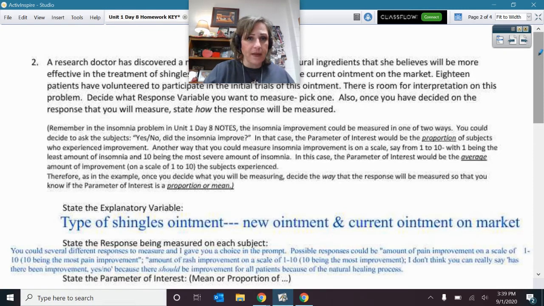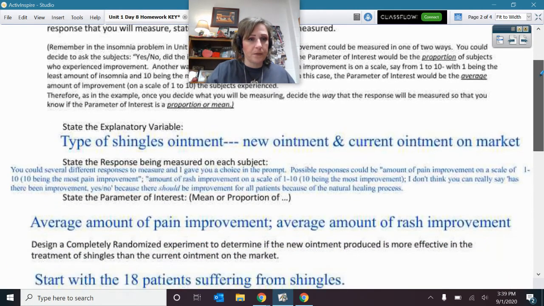Okay, here's this one. And so we talked about this problem before. Oh no, we didn't. This is new. This is ointment. Okay, and so there's shingles. And so the shingles is a painful nerve ending, really it affects your nerve ending, and then it causes a skin rash also. Okay, so 18 patients have volunteered to participate in the initial trials of this ointment to see if the new ointment is better than the current ointment.